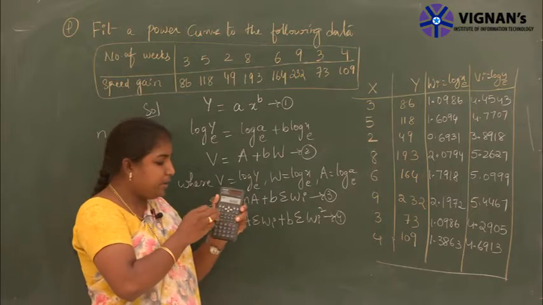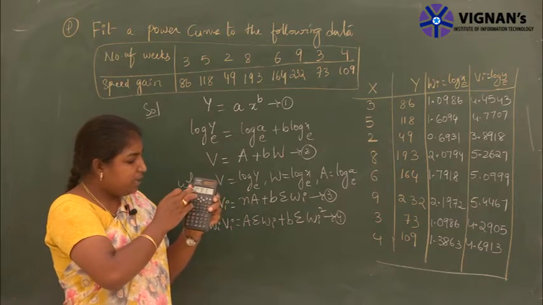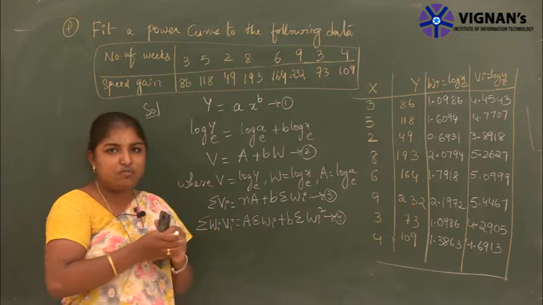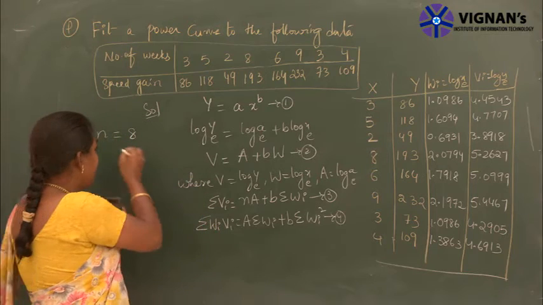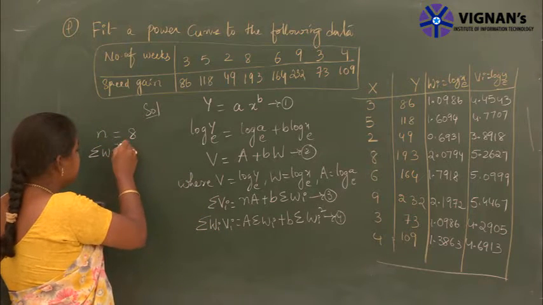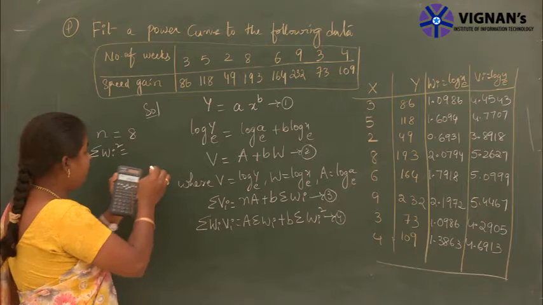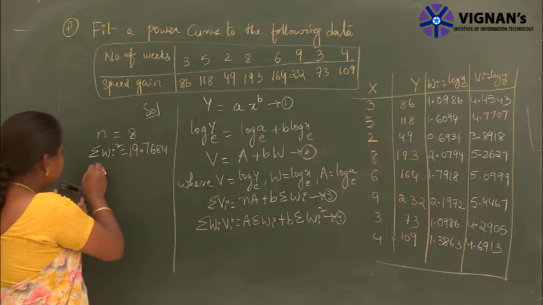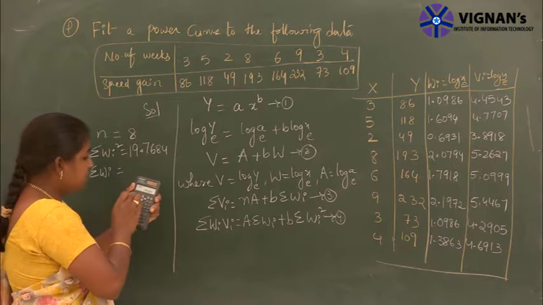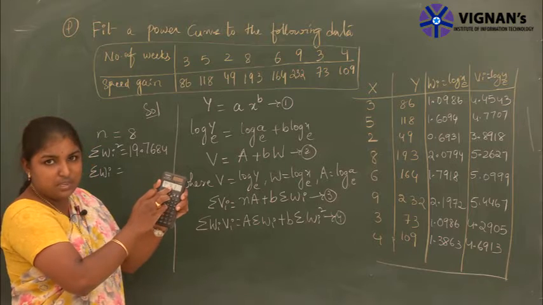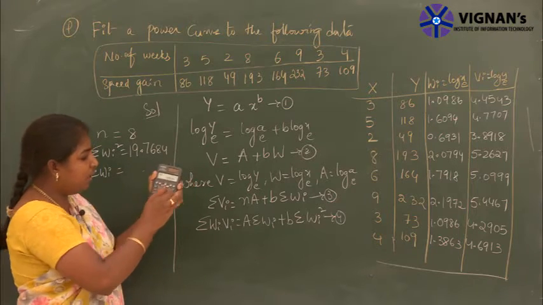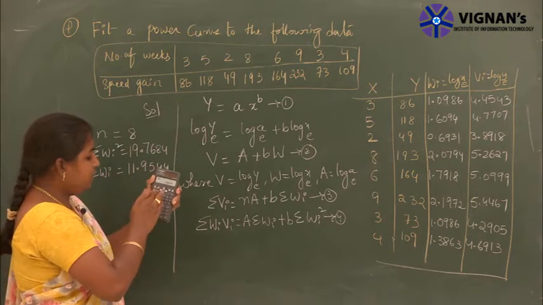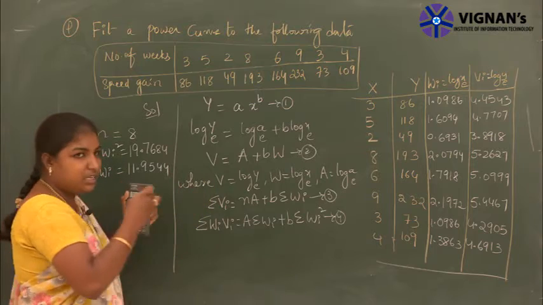For the remaining values, press shift 1. Here we have summation x square. Summation x square, in terms of V and W, is summation Wi square. Press 1 equal to, we get 19.7684. Next summation Wi. Shift 1. Summation x means summation W. Press 2 equal to, 11.9544.